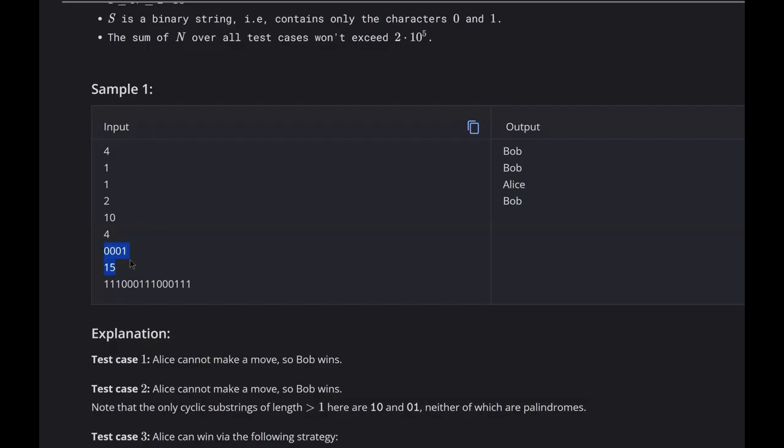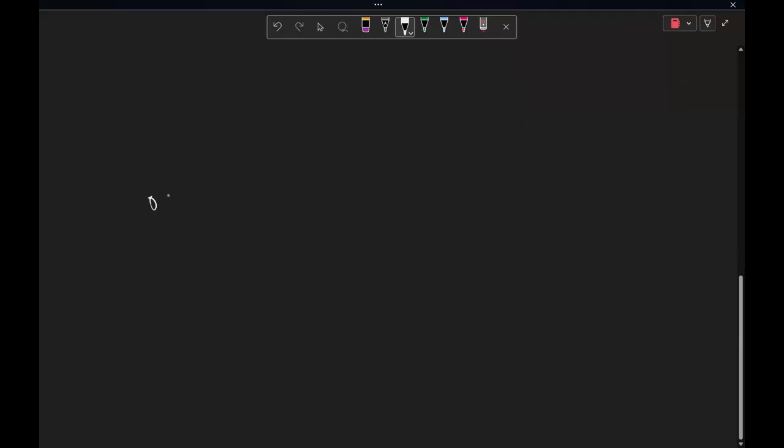Then in the third test case, they are having 0, 0, 0, 1. Let me just come up here and write 0, 0, 0, 1. Initially, I did not really know whether I should choose this as the substring and delete this character, or choose this as the substring and delete one of these three characters. So when I read this test case, I was not really clear.